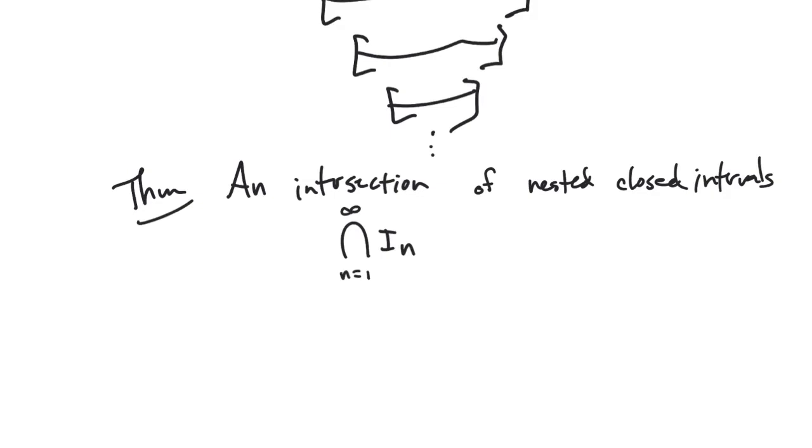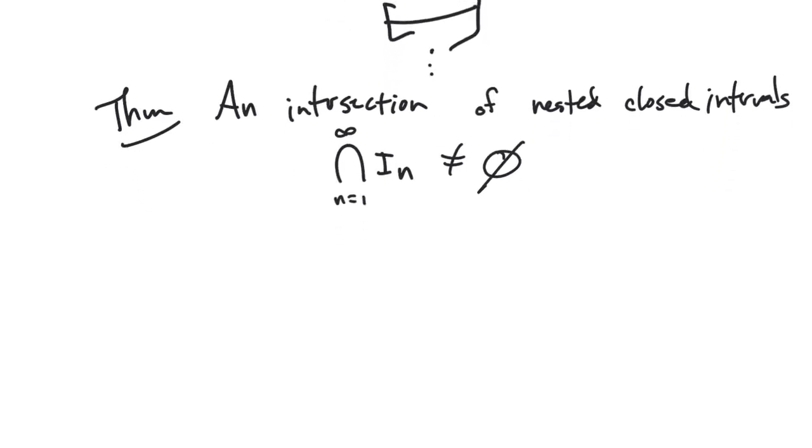Nested means each one is contained inside the previous one, and therefore inside all the previous ones. And closed, of course, means the intervals include both of their endpoints. Anyone remember what's the conclusion about the intersection? It is not the empty set, right? That's what the theorem says. This is the nested intervals property of the real numbers.